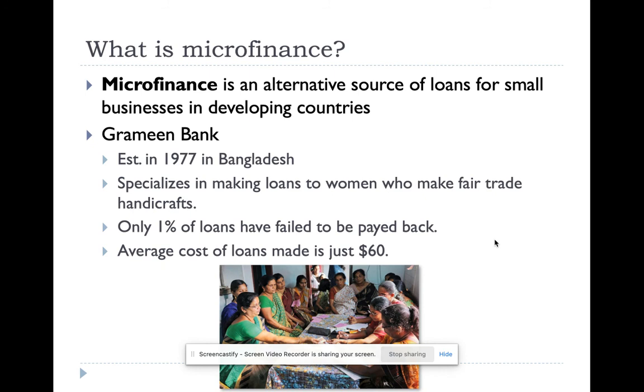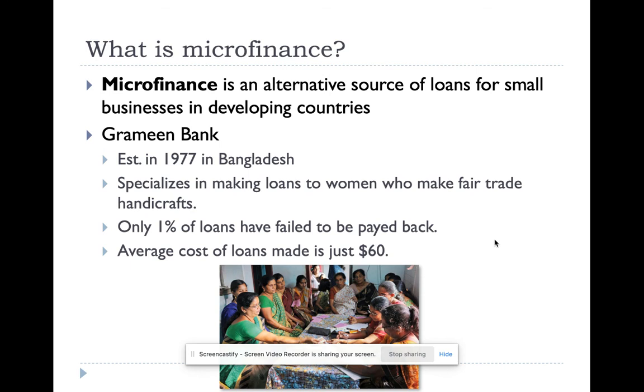You're going to give them on a small business or individual basis in developing countries, right? The best example of that is the Grameen Bank, which really helped rural women increase their ability to make a living through a lot of fair trade handicrafts, a lot of textiles that go with that.